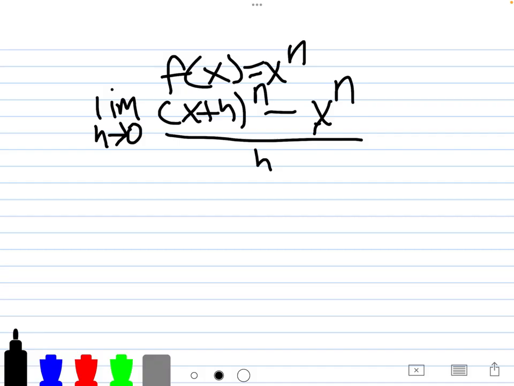So what do we do from here? We can't expand out this x plus h to the nth term, so we're going to have to approach this limit statement in a different fashion. The way we can approach this problem is by looking at the numerator as the difference of two numbers raised to the nth power. And I'm going to explain what that means in a second.